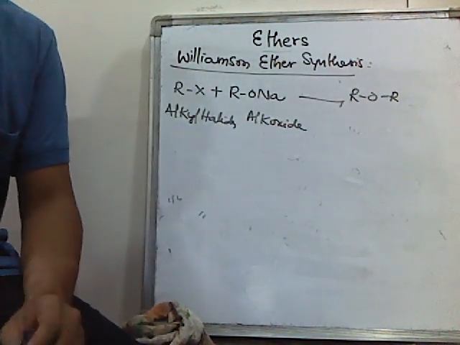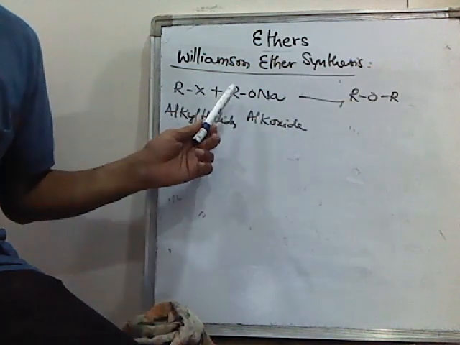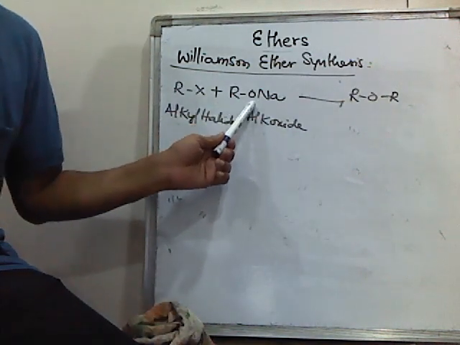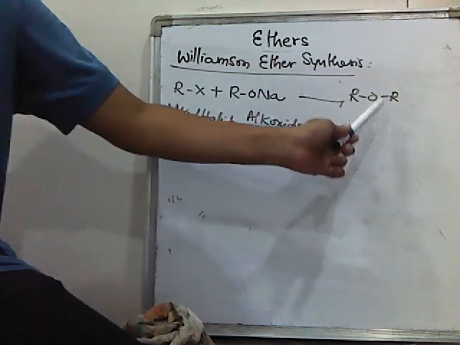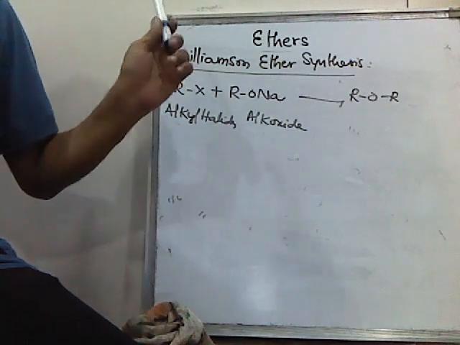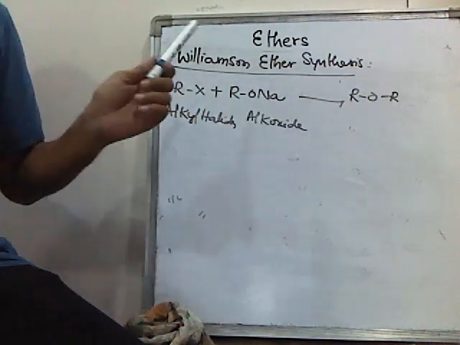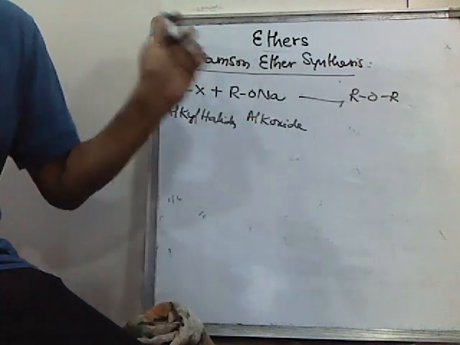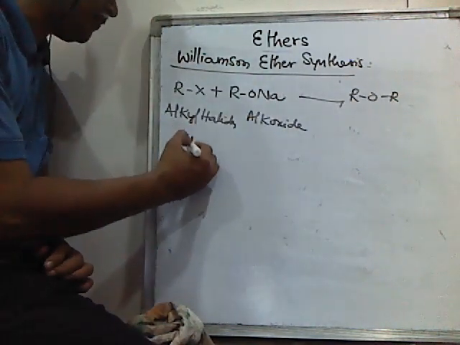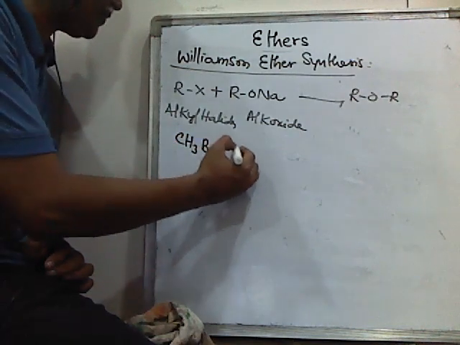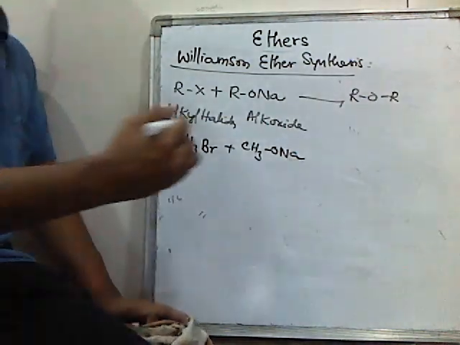What is Williamson's ether synthesis? When alkyl halides are treated with sodium or potassium alkoxide, ethers are formed. This reaction we are calling the Williamson's ether synthesis. For example, when methyl bromide is treated with sodium methoxide, what is happening?